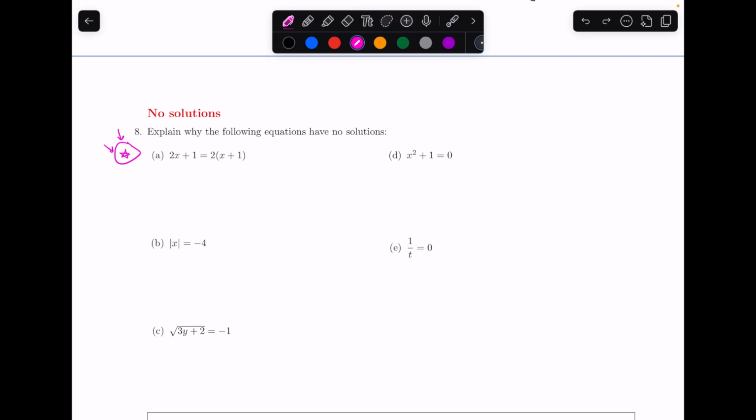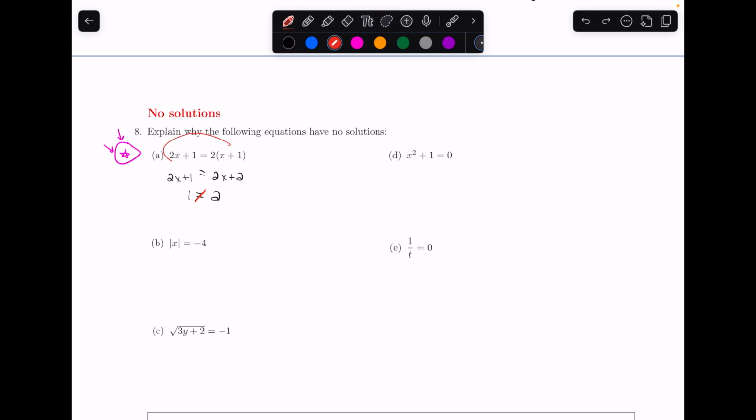Okay, let's talk about it. So I can distribute this 2 on the right. And if I do that, I'll get 2x plus 2 on the right. The left stays as it is, 2x plus 1. And then I could subtract the 2x on both sides, and that gives me 1 equals 2. Wait, but 1 doesn't equal 2. Like, that's not true. So that's impossible.